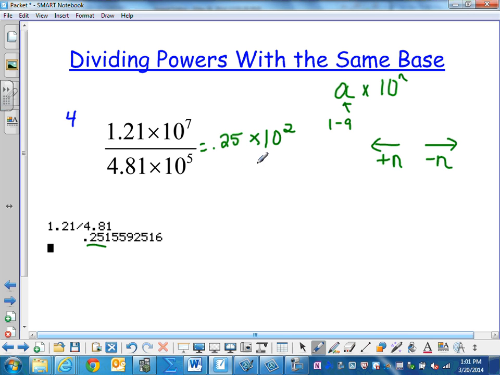All right, so this is not done. This is not in scientific notation. I need to have this number between 1 and 9. So here, I need to move the decimal one spot. So 2.5. When I move the decimal to the right 1 spot, I'm going to subtract 1 from the exponent. So 2 minus 1 is 1. So 10 to the 1, or just 10.